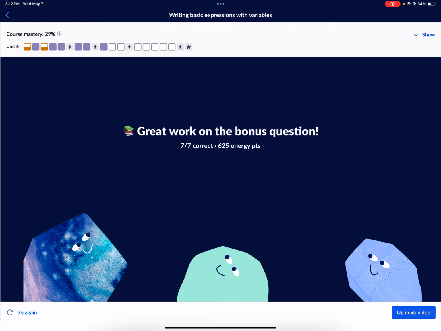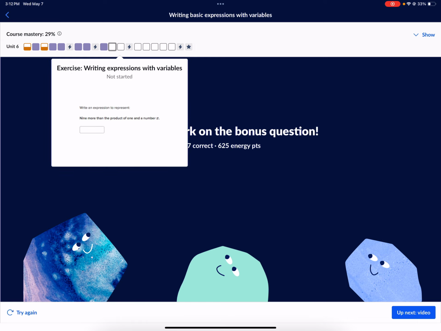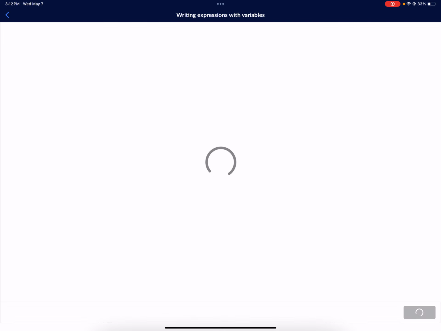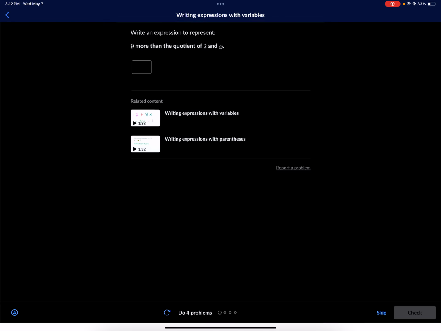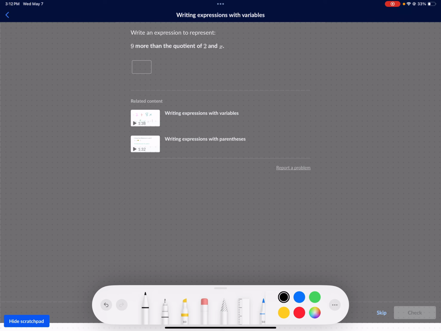Okay, so let's do writing. No, we just did that. Let's do writing expressions with variables. Write an expression to represent 9 more than the quotient of 2 and x. So quotient, we're dealing with division here. So we want 2 over x, because that's the quotient. And then we have 9 more, so we have to add 9.